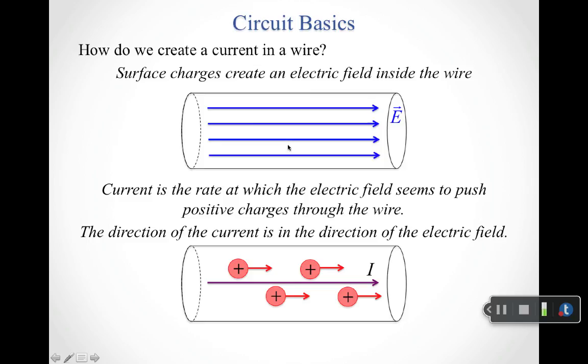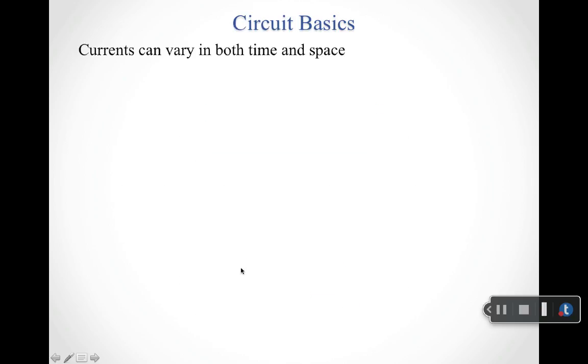So here's a situation where, again, we set up this electric field. The surface charges on our conductor, on our wire, set up this electric field, and that electric field seems to drive positive charges, in this case, in the same direction as the electric field. And that's the direction that we talk about the current flowing in, even though, again, we know that the electron current actually runs in the other direction. We're just going to ignore that detail.